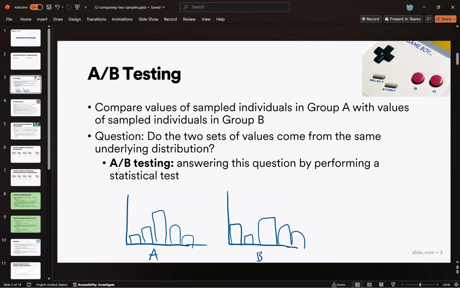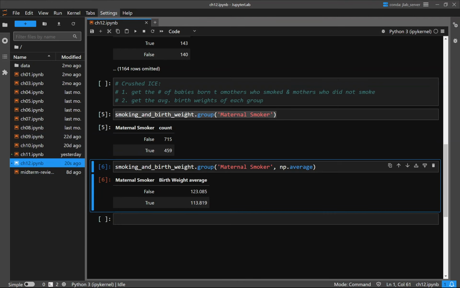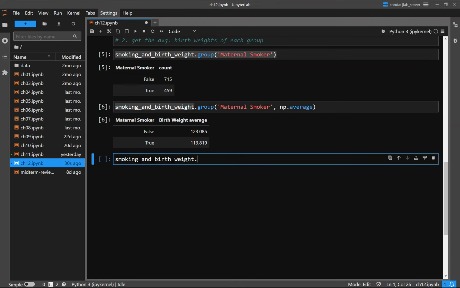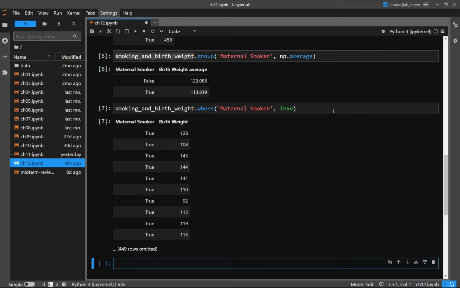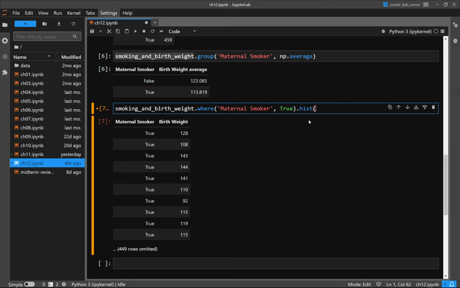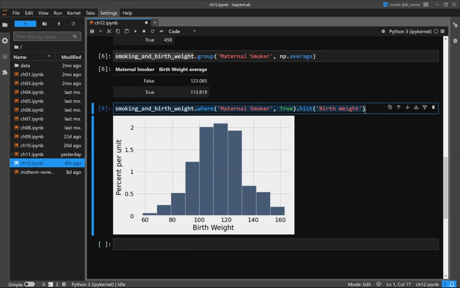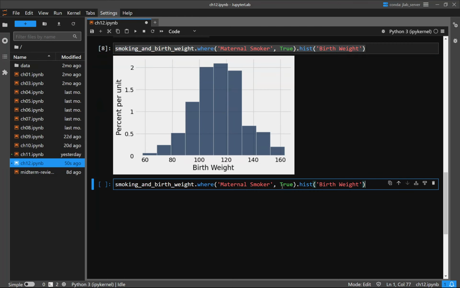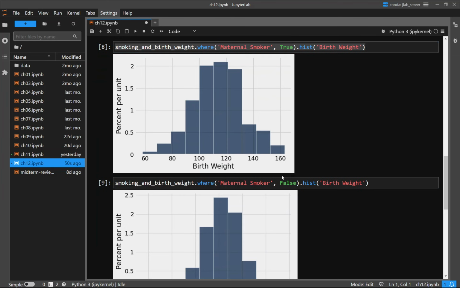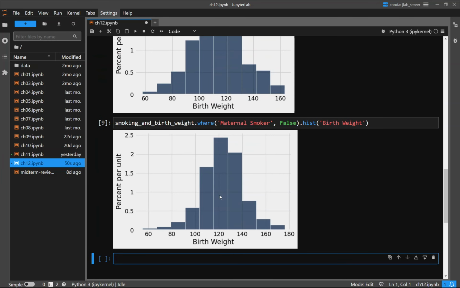Let's look at the distribution as well. Our goal is to see how are they really different? That is our question right now. So let's do that. Dot where maternal smoker is true. This is all the babies born to mothers who smoked during pregnancy. And if we do a histogram on the birth weight column, that's the distribution of birth weight to mothers who smoked. And you can say the same for false. And this is the distribution of weights to mothers who did not smoke.